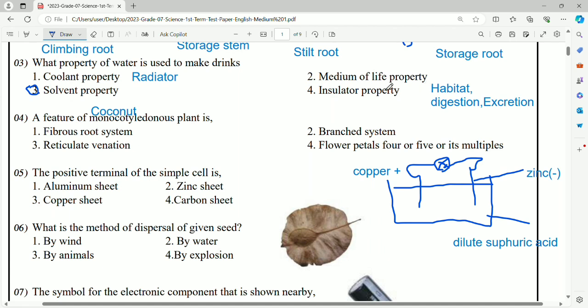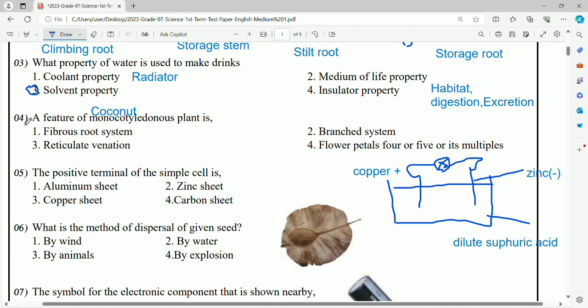If we take the medium of life property: habitat, fish live in water, and water helps digestion and excretion in humans. For example, urination: water dissolves urea and removes it from our bodies.